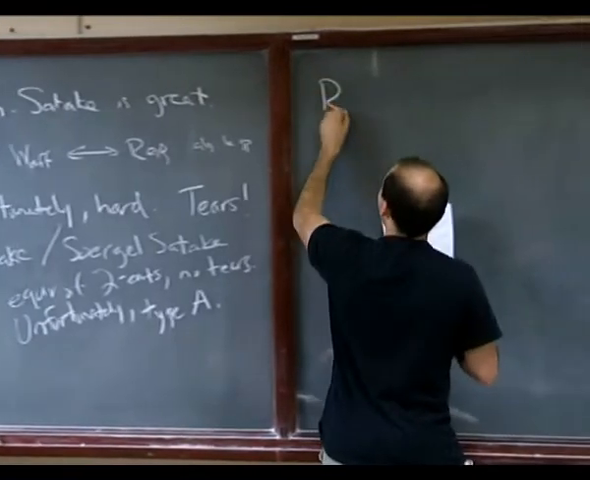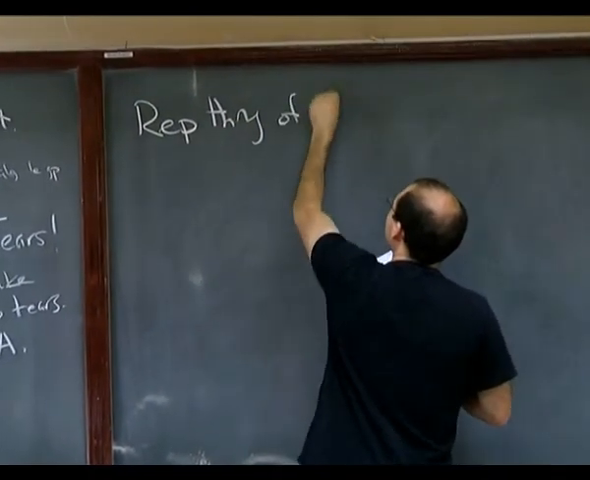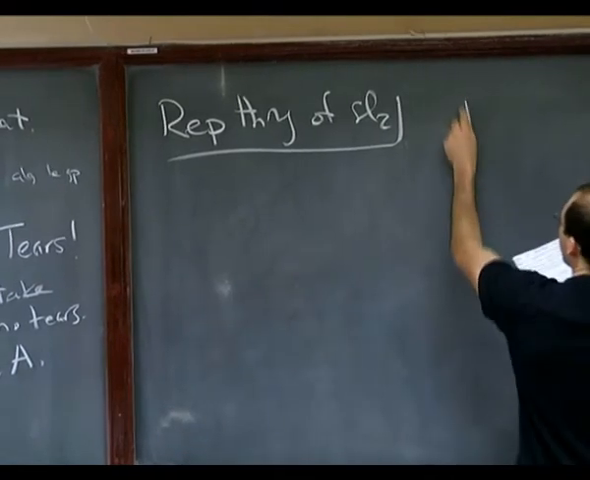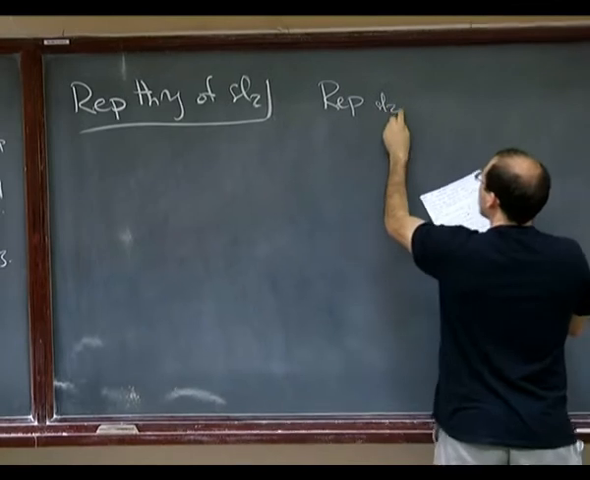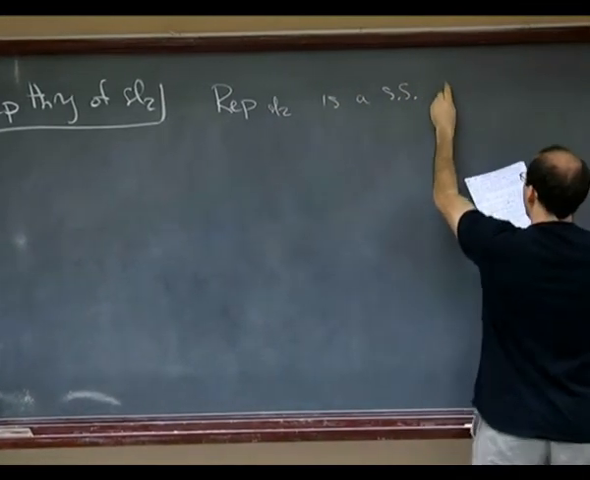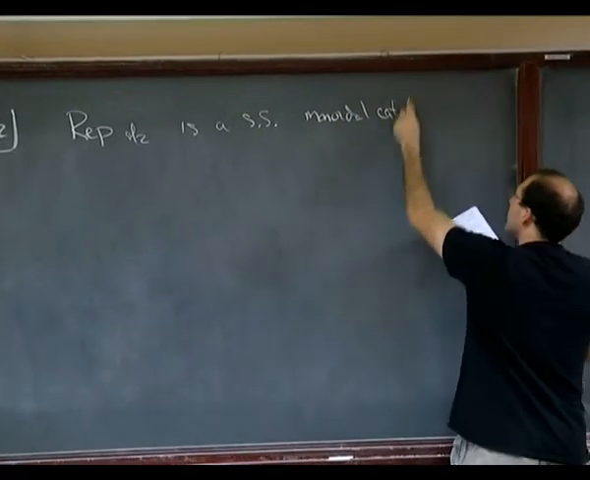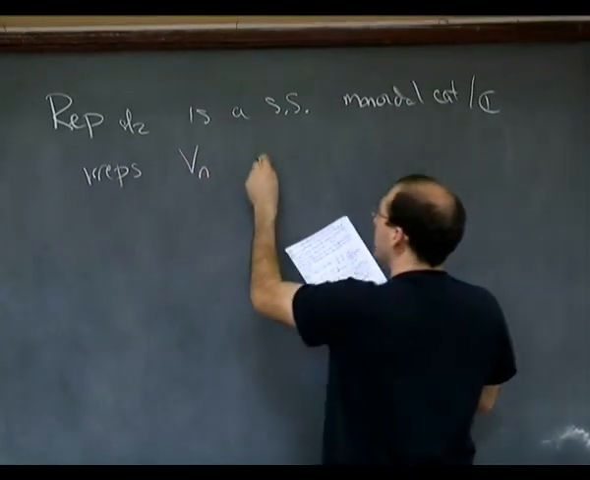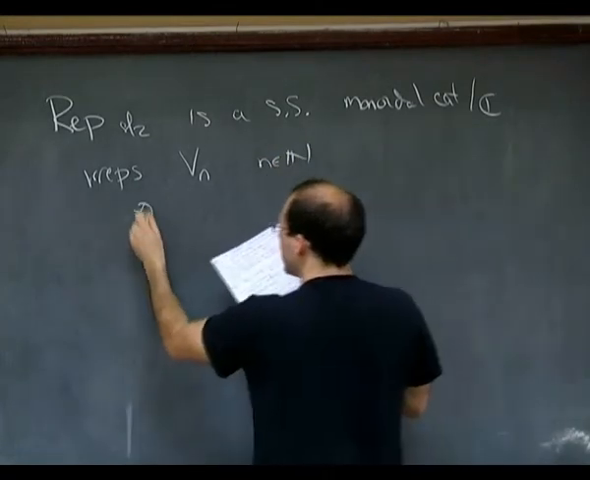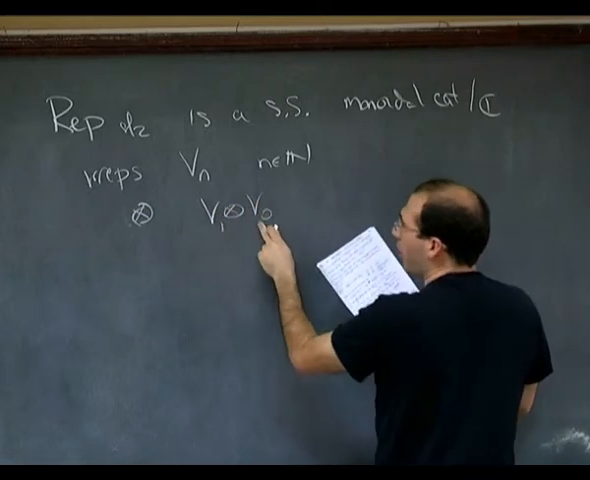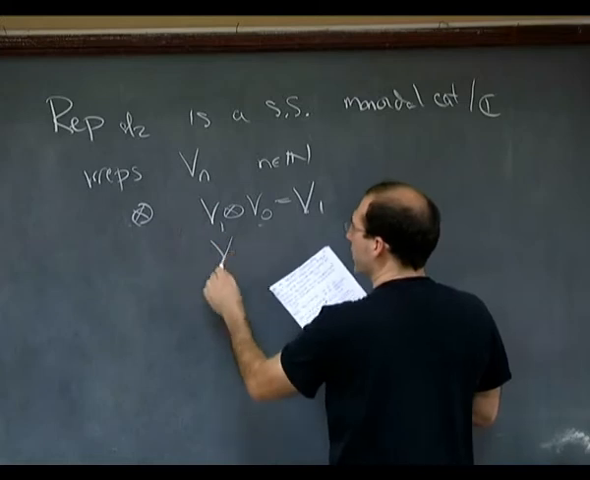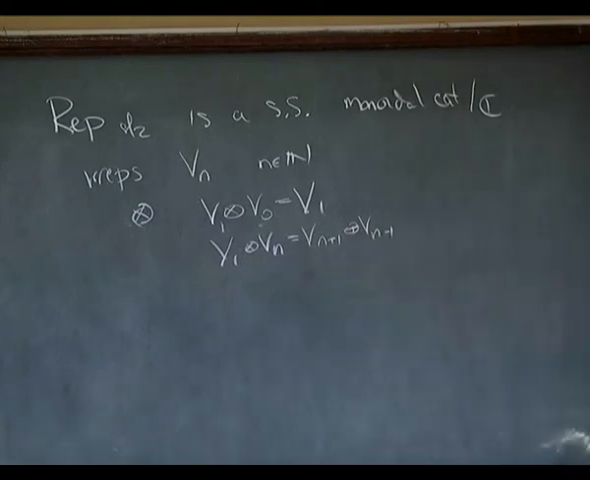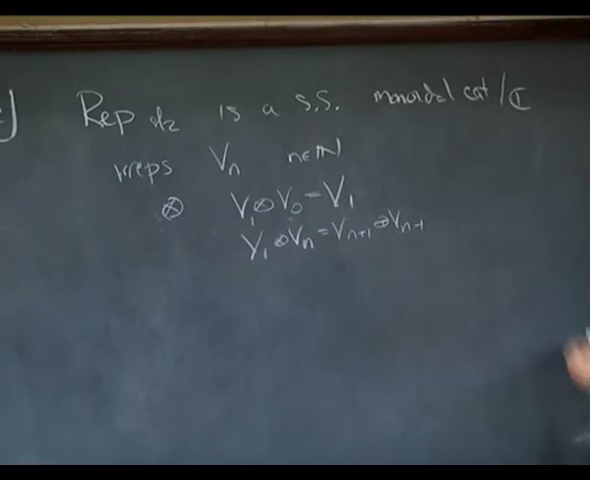Okay. So here's the representation theory of SL2. This is something that I've already talked about a little bit in the lecture series, but let me do it now here for some people who are new. Representations of SL2 form a semisimple monoidal category over C. It has irreducibles V_n, parameterized by integers, and it has a tensor product. V_0 is the monoidal identity, so that V_1 tensor V_0 is V_1, but V_1 tensor V_n is V_{n+1} plus V_{n-1}. So this tells you everything about the Grothendieck group of this category as a ring.